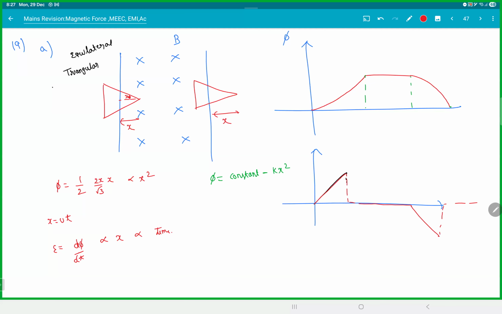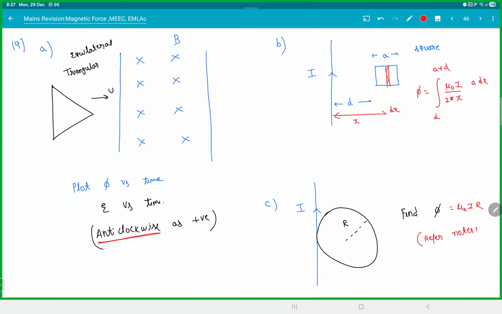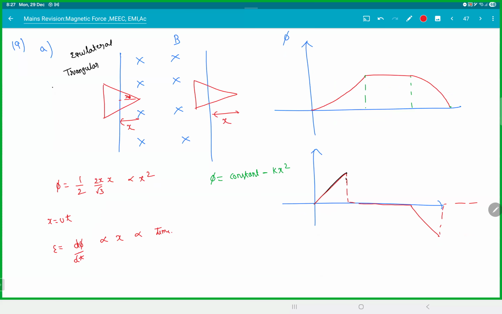Clear with this? The EMF will be linear that way. If the flux is increasing, you need to oppose the external magnetic field, so it will go anti-clockwise. Once you're coming out, flux is decreasing, I need to support, so it will be clockwise. Anti-clockwise is positive. All clear with this?